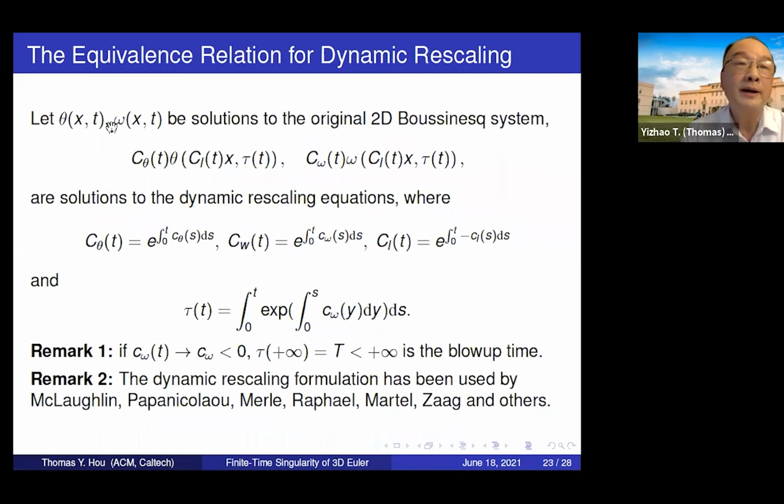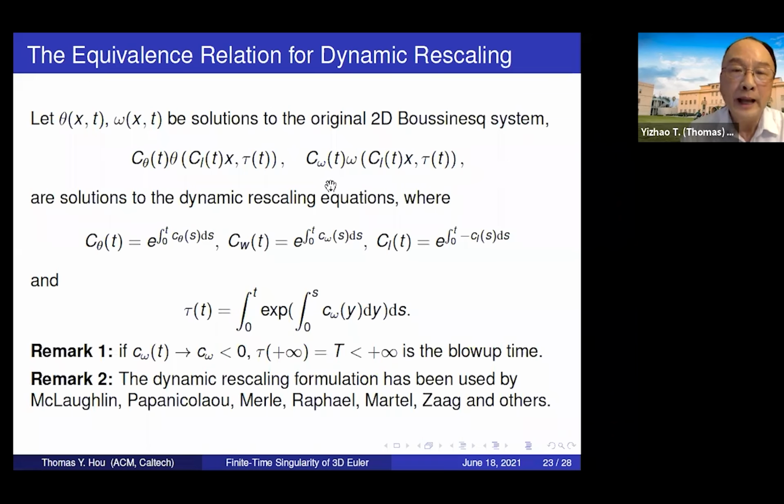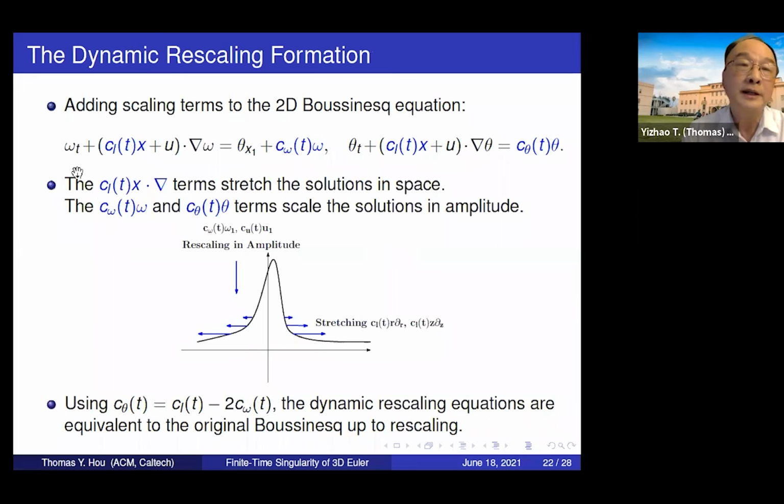So if theta, omega are the solution of the original 2D Boussinesq equation in the physical space, and through this scaling with this capital C_theta, C_L, C_omega defined this way through the little parameter, and you also rescale the time, right? Then the rescaled solution will satisfy this dynamic rescaled PDE. And the rescaled time is also interesting. After you do the rescaling, the rescaled time will go to infinity. So the singularity time will correspond to this rescaled time going to infinity.